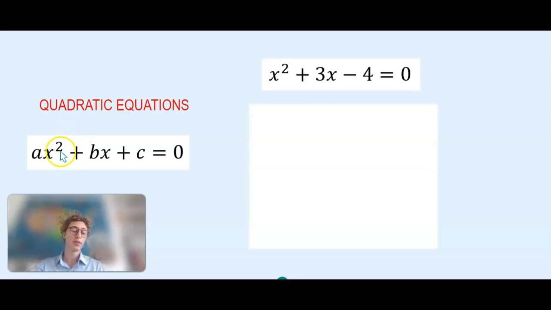So we can have, as we see on the top right here, an example of x squared plus 3x minus 4 equals 0. So we see the x squared here, and that means that a equals 1. The a and b are coefficients. So a equals 1, b equals positive 3, and c equals negative 4 in this case, in this equation here.